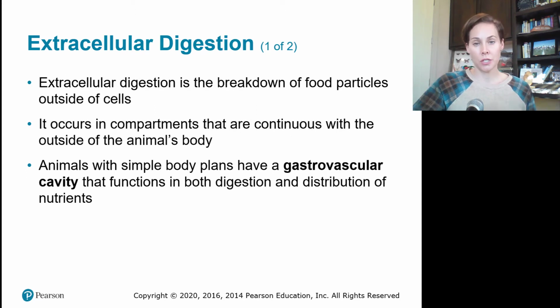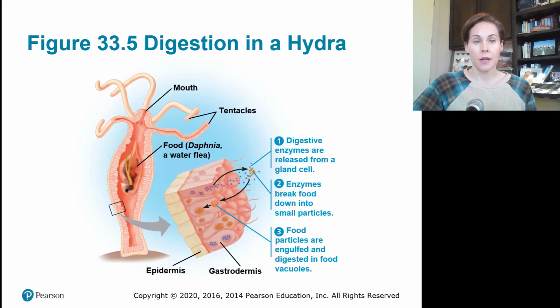Extracellular digestion, so outside the cells, is the breakdown of food particles outside of the cells. It occurs in compartments that are continuous with the outside of the animal's body, and animals with simple body plans have a gastrovascular cavity that functions in both digestion and distribution of nutrients. So there are different types of gastrovascular cavities that different animals have. More complex animals are going to have what seems to be a more complex digestive tract and gastrovascular cavity.